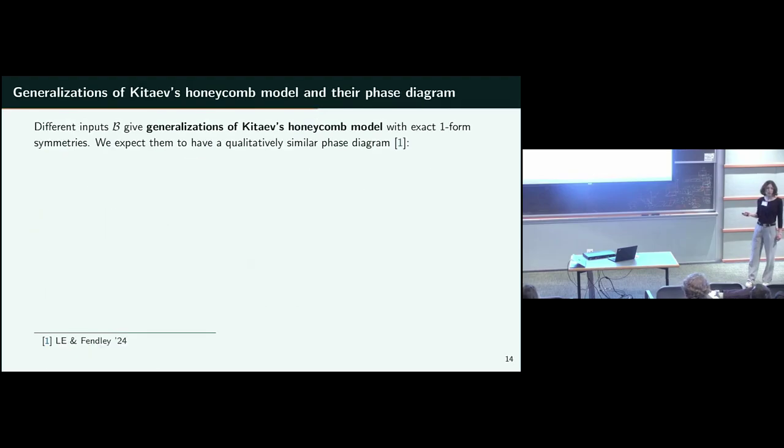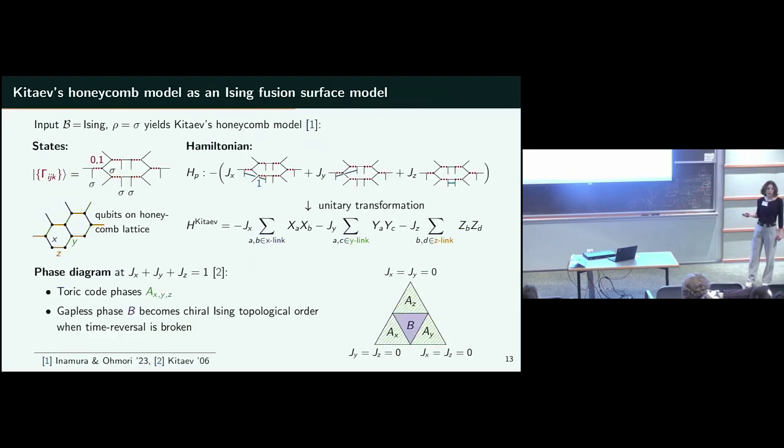Are all the one-form symmetries preserved in this Hilbert space, or do you only break it to Z2? I only have Z2 in this case. So you don't have the sigma as a one-form symmetry? Sigma gives a kind of duality, but it's not a symmetry. Yeah. Thanks.